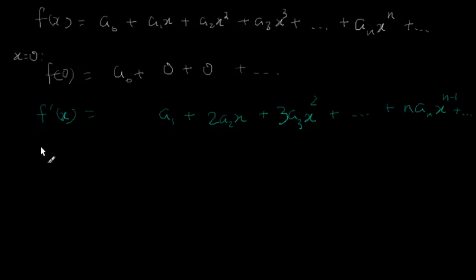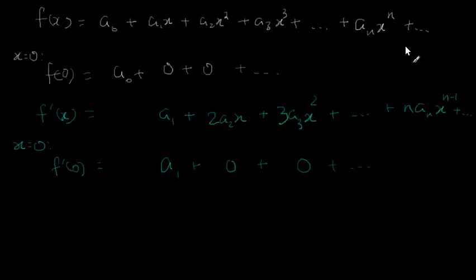Okay, and if I now set x to 0 here, I get f prime of 0. That's a1, and x is 0, so all of the other terms would be 0. So this gives me a formula, if you like, for a1. a1 is just what I get if I differentiate f(x) and then substitute x equals 0 into the derivative. So I have a formula for a1 now.